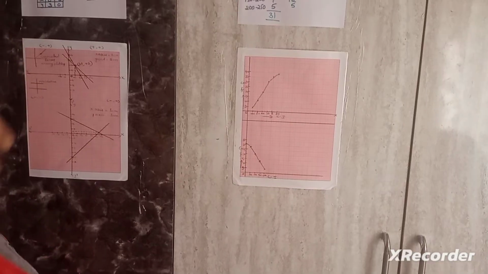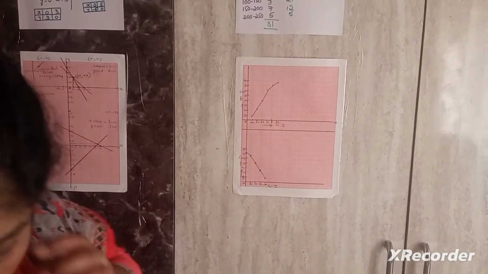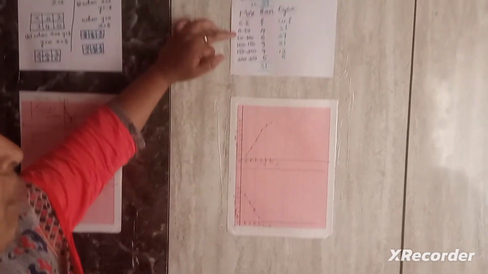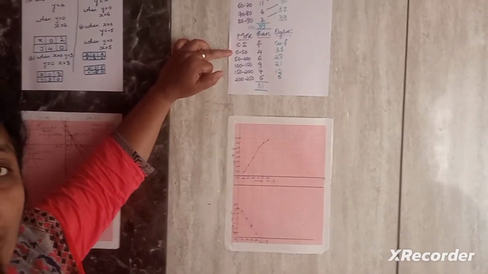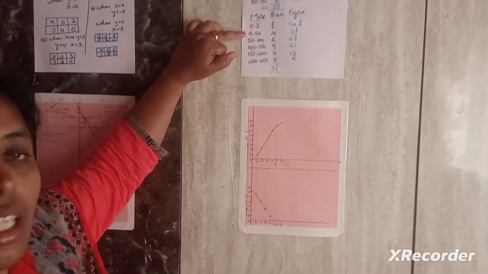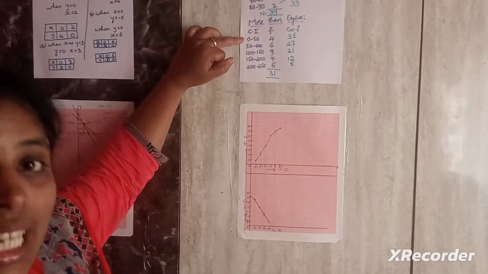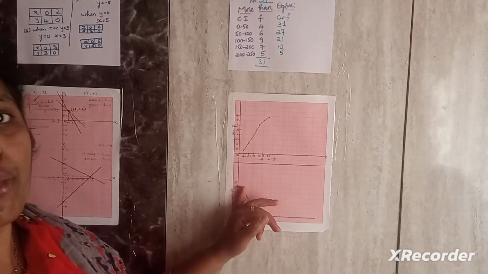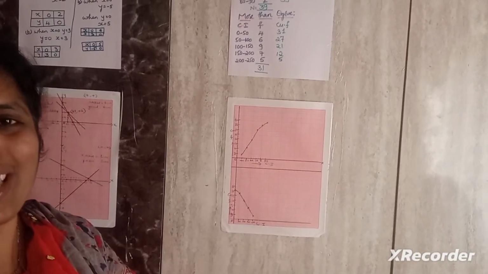More than ogive. Okay. The thing what you have to remember here is, if your upper limit is 0, it will come on the y-axis. If your upper limit is more than 0, any other number, then it will start from the other point. What you saw in the preparatory paper was that one only.